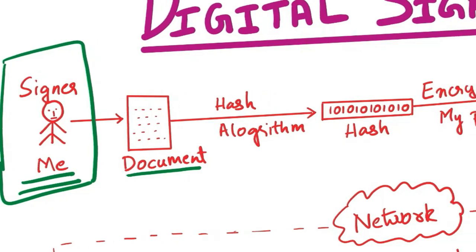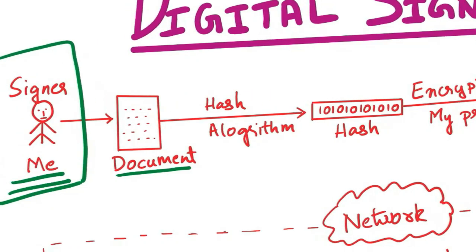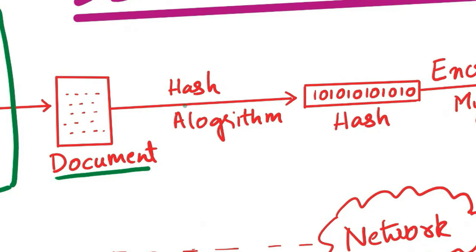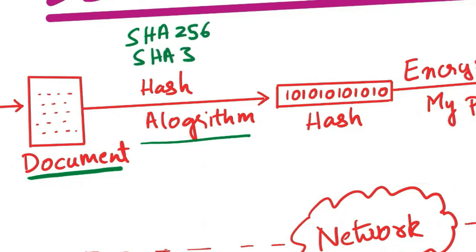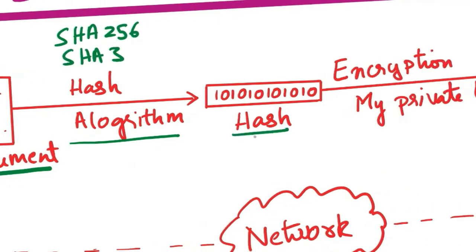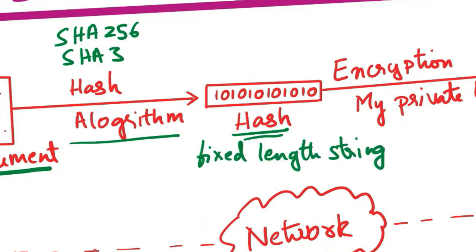Then the next step is to create a cryptographic hash. I will send my document through a hashing algorithm, for example, SHA-256 or SHA-3, and this will create a hash. A hash is a fixed length string of characters generated from the content of the document. Any change in the document content will result in a completely different hash value. Even if you remove a full stop, it creates a completely different hash value.